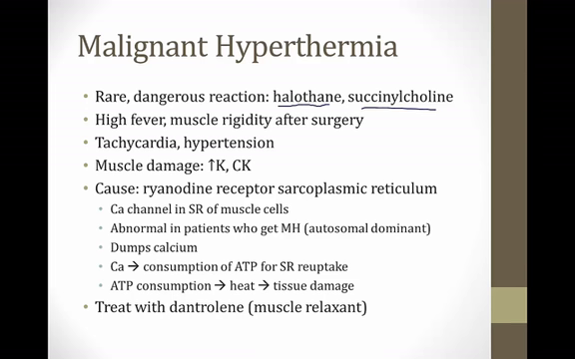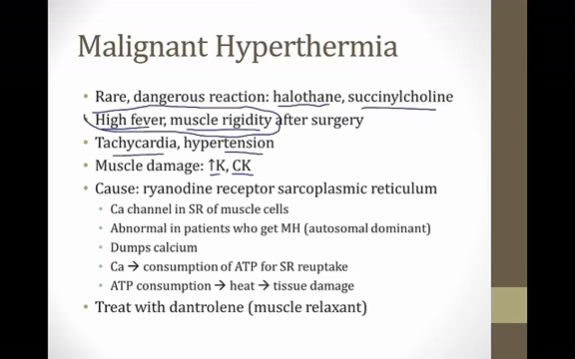These patients will wake up from surgery and they'll have a very high fever and muscle rigidity. And you should remember those two things because that's a classic presentation for a board question on malignant hyperthermia. They'll also be tachycardic and hypertensive. There will be extensive muscle damage. So potassium will spill out of their muscle, so will CK. The potassium can cause arrhythmias. The creatinine kinase can cause renal failure.